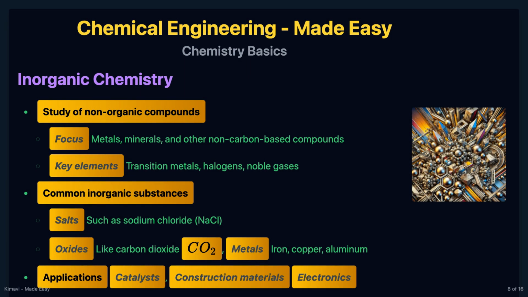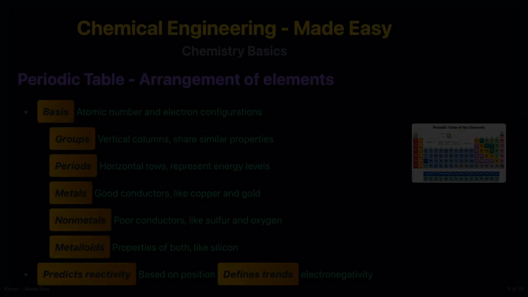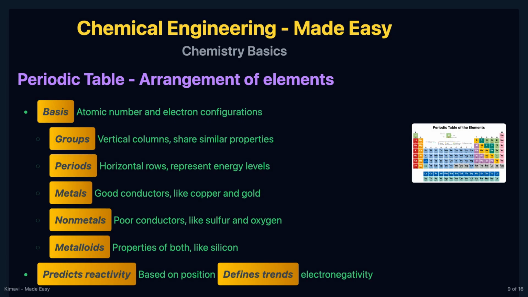Inorganic chemistry deals with the properties and behavior of inorganic compounds, which include minerals, metals, and organometallic compounds. The periodic table is a tabular arrangement of elements based on their atomic number, electron configurations, and recurring chemical properties. Elements are divided into categories such as metals, which are good conductors of heat and electricity, like iron and copper; nonmetals, which are poor conductors of heat and electricity, like oxygen and sulfur; and metalloids, which have properties intermediate between metals and nonmetals, like silicon and arsenic.